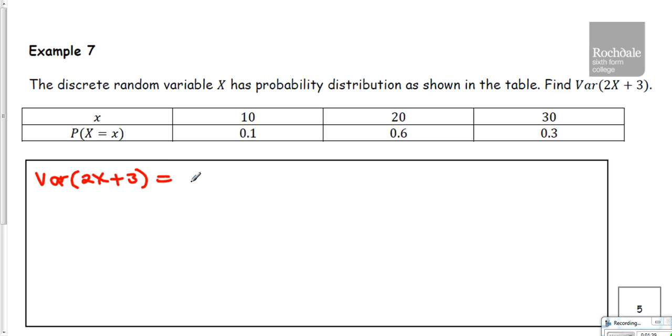Using that rule that we've just worked out, we know that it will be 2 squared times the variance of x. And we forget about the plus 3. In other words, it's 4 times the variance of x. So why don't you pause the video now and see if you can work out the variance of x.